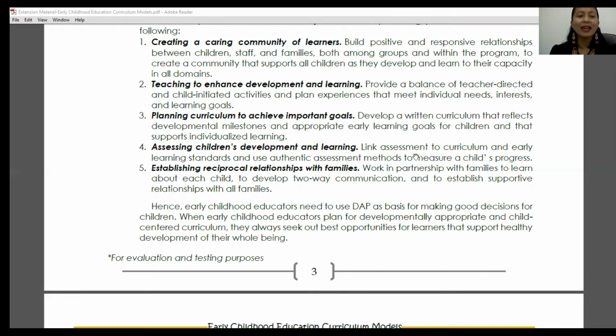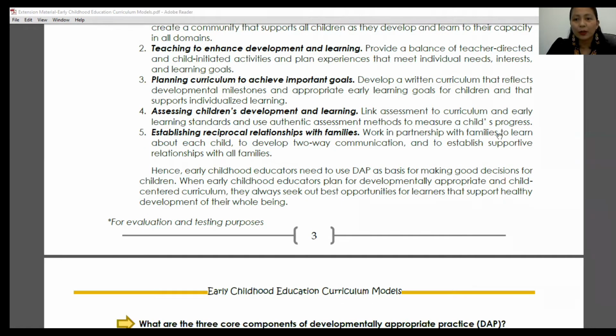All right, so number 3, planning curriculum to achieve important goals. So this means that teachers need to develop a written curriculum that reflects developmental milestones and appropriate early learning goals for children and that supports individualized learning. It's very important to cultivate in children cognitive development, physical development, social development, emotional development, spiritual development, aesthetic development, and many more. So number 3 is telling you as teachers of young children that when we plan for curriculum, it's very important for us to be holistic.